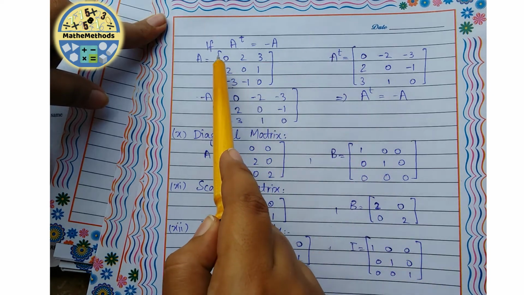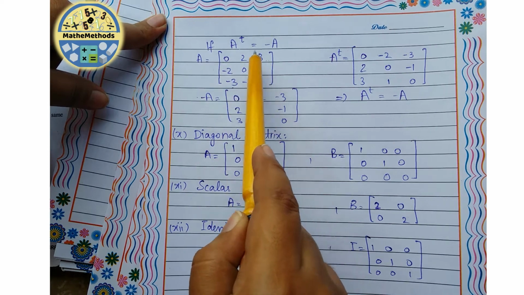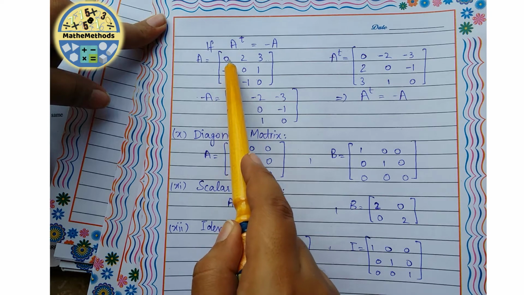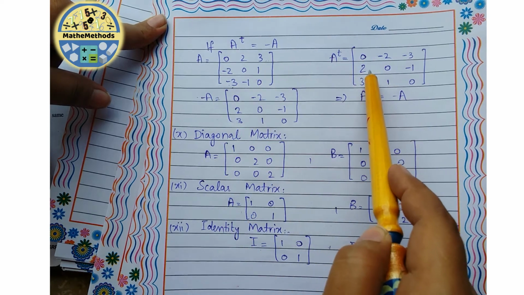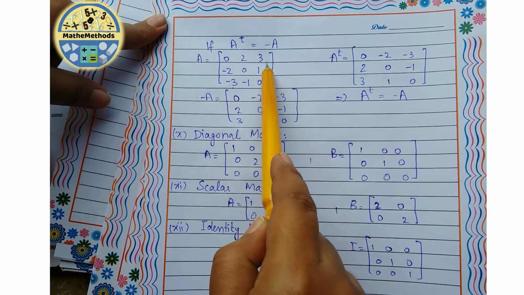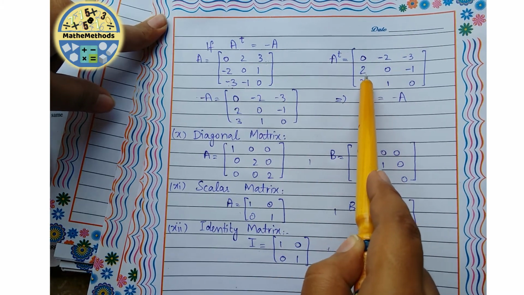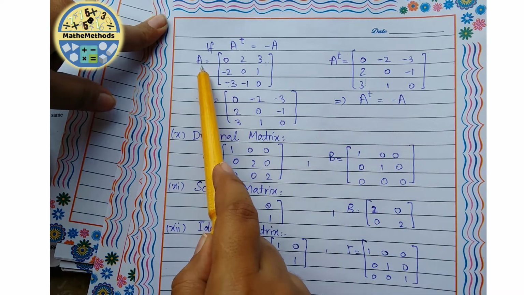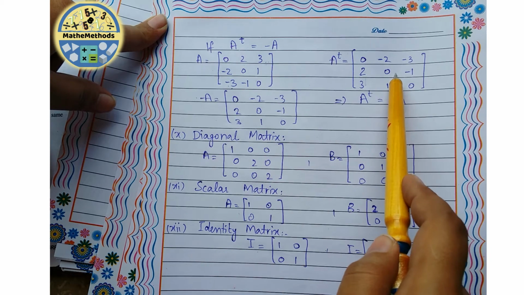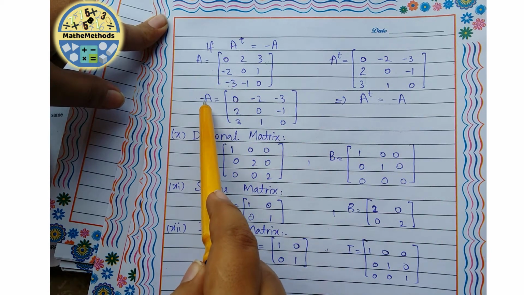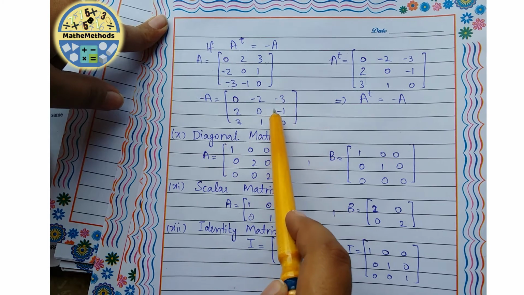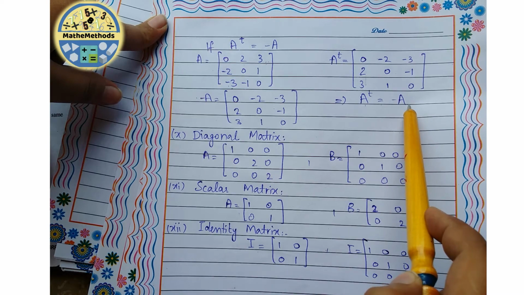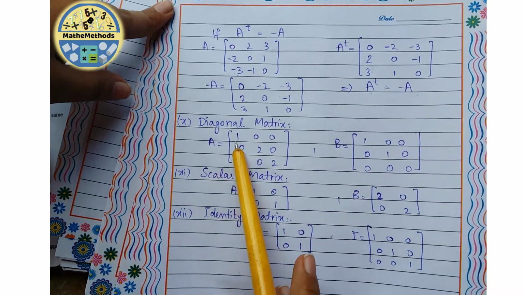A transpose is found by changing rows into columns and columns into rows. 0, 2, 3 becomes the first column. You can see this is the row and this is the column. This is the row and this is the column. A is equal to this, A transpose is equal to this matrix. If we multiply A by minus 1, you can see this matrix is equal to A transpose. It means A transpose is equal to minus A and the matrix A is skew symmetric.